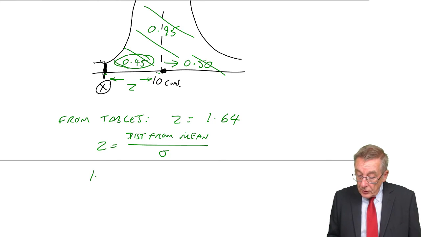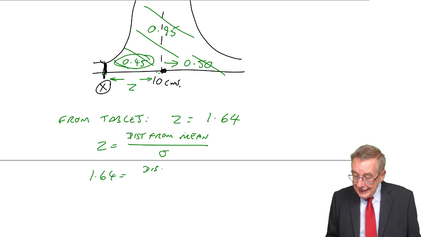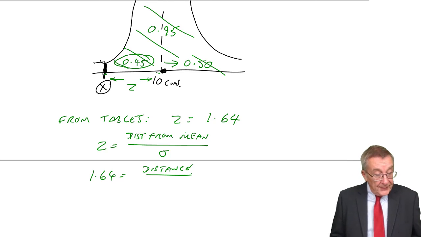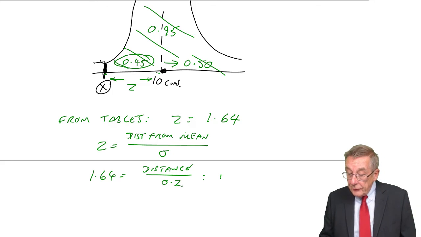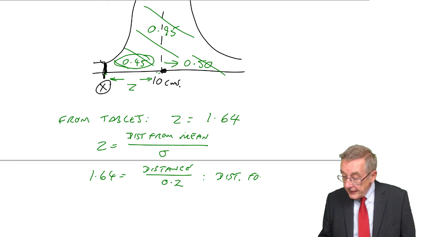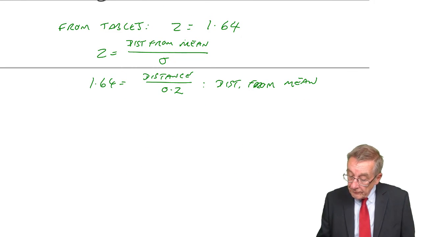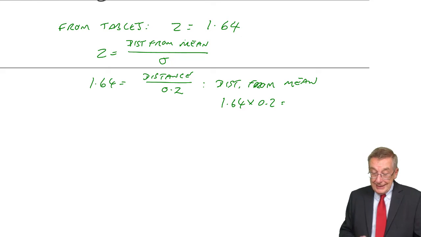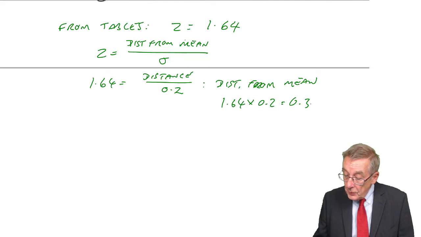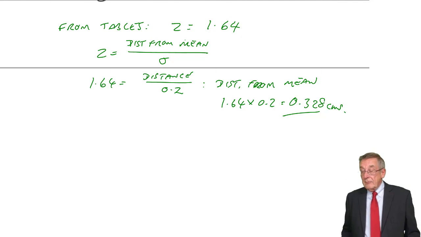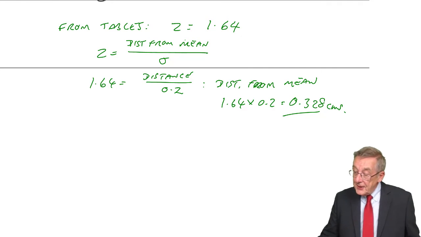Well, we know the z-score, 1.64. We know the standard deviation, what was it, 0.2. And therefore the distance from the mean, oh dear, my writing, must be 1.64 times 0.2, which is 0.328. And so now I can get the answer.